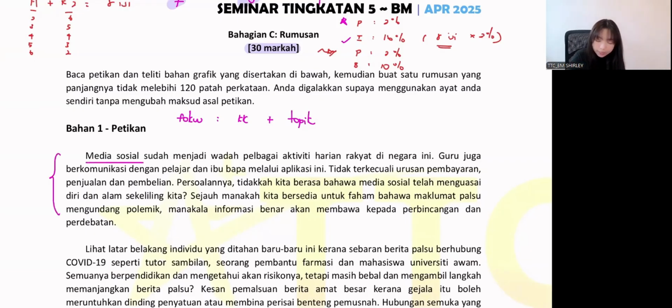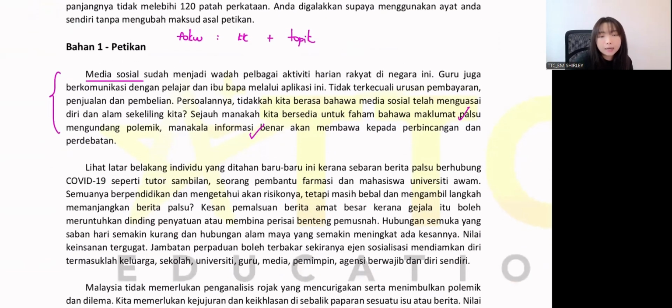But we also know that at the end of a sentence, it started to talk of some things like maklumat palsu, informasi benar. So, lihat belakang. Lihat latar belakang, it means the background. Individu yang ditahan baru-baru ini kerana siaran berita palsu. So, it's because of what? Siaran berita palsu. Fake news.